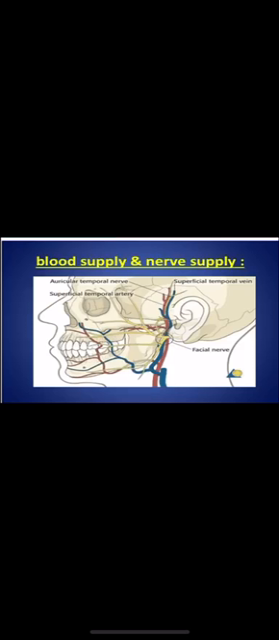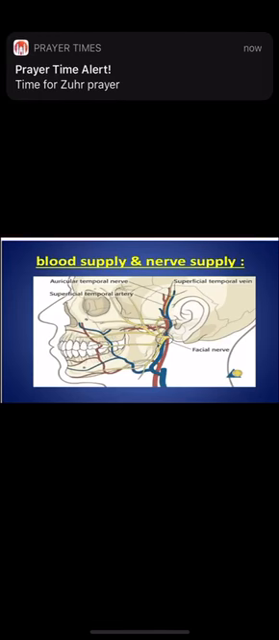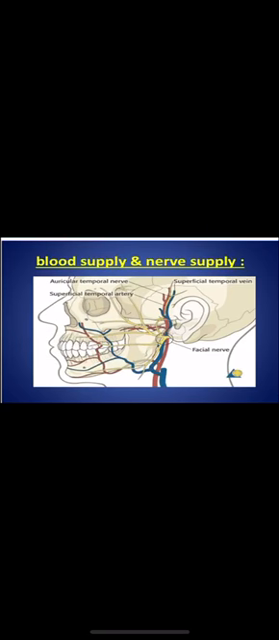Next is the blood supply and nerve supply. It is mainly supplied by the external carotid artery through its branch, that is the superficial temporal artery. There are other branches also, like deep auricular branch and masseteric branch of the internal maxillary artery. Next is the nerve supply. It is mainly by the branches of the mandibular division of the trigeminal nerve and mainly by the auriculotemporal nerve.